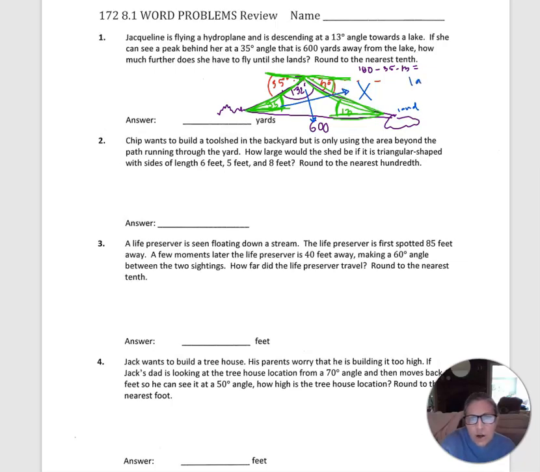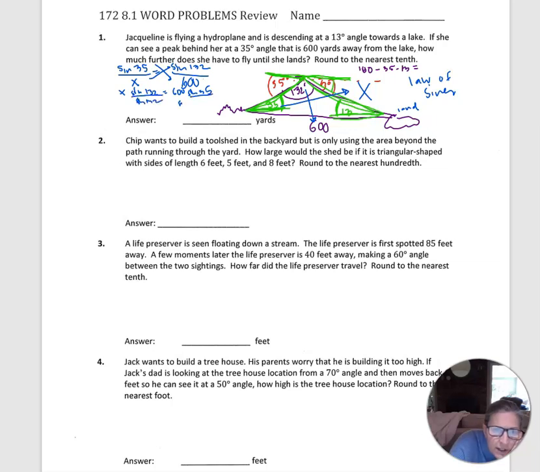So we can use the law of sines because we have, what is this? Angle, side, angle. So what we'll do, we'll say the sine of 35 is to X as the sine of 132 is to 600. All right, we cross multiply. We have X times the sine of 132 equals 600 times the sine of 35. Divide both sides by the sine of 132. I should say this entire thing.